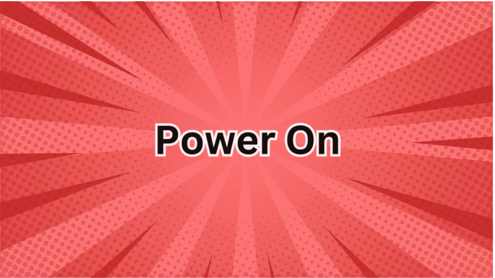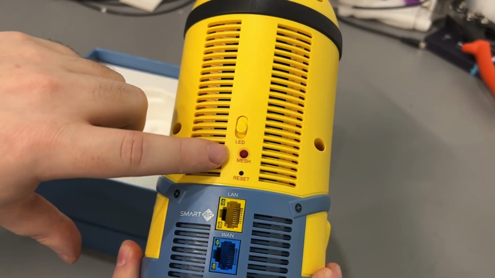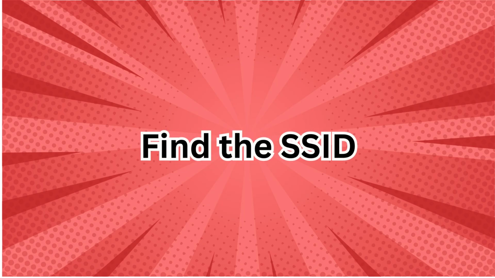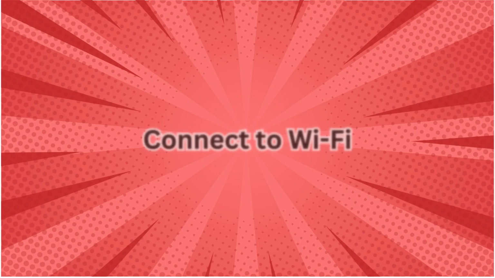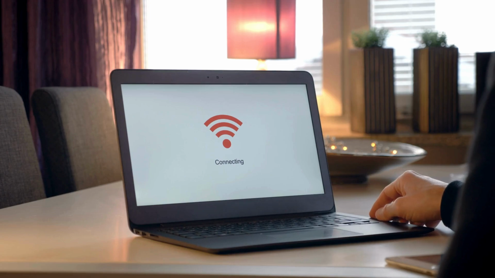Power on. Turn on the router and wait for the LED indicators to stabilize, indicating it's ready. Find the SSID. Look for the default Wi-Fi network name, SSID, on the router's sticker or in the manual. Connect to Wi-Fi. Use your computer or mobile device to connect to the default Wi-Fi network.